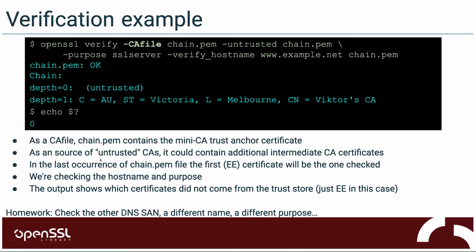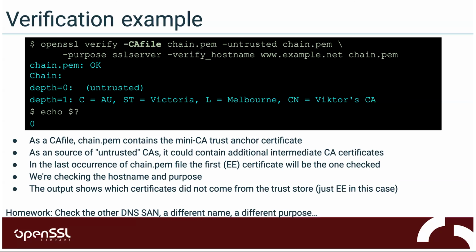So right, we're checking host name and purpose. Yep. So that's right. Homework. Check the other DNS name. There were 2 DNS names that we put into the certificate file. You can run the same command, make sure that both of them work. It's looking at the subject alternative names, and if either of them verifies, life is good.